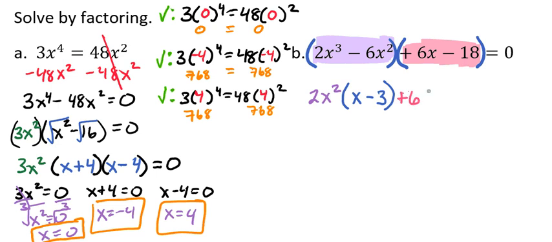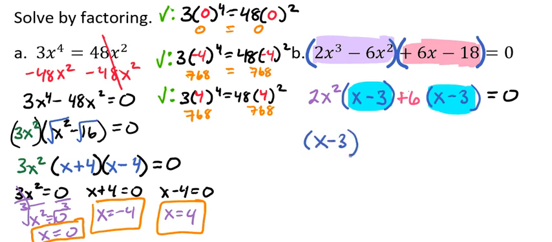And then that's going to leave us with an x minus 3 equals 0. So then what we want to do is notice here that we have matching pieces. Those matching pieces are going to make one piece. We're going to factor those out. So we're going to have x minus 3, and then we have the leftover pieces, which are 2x squared plus 6 equals 0.